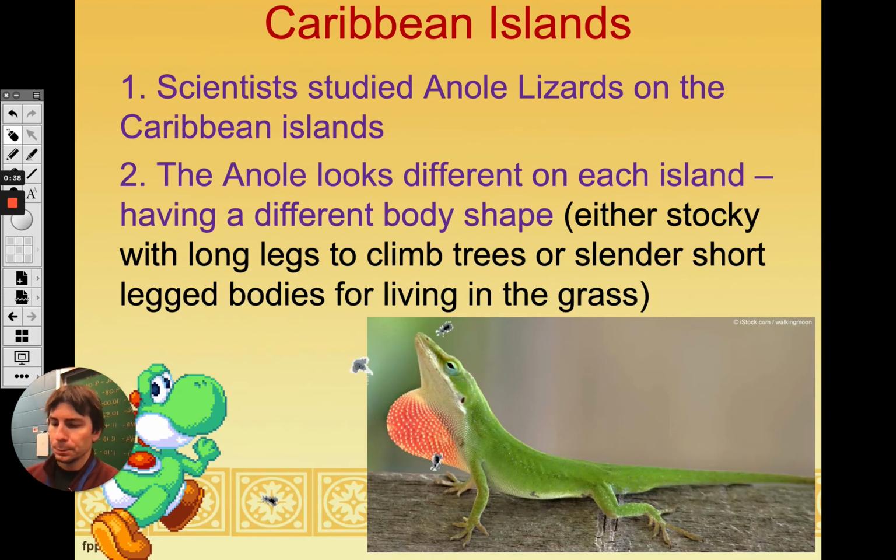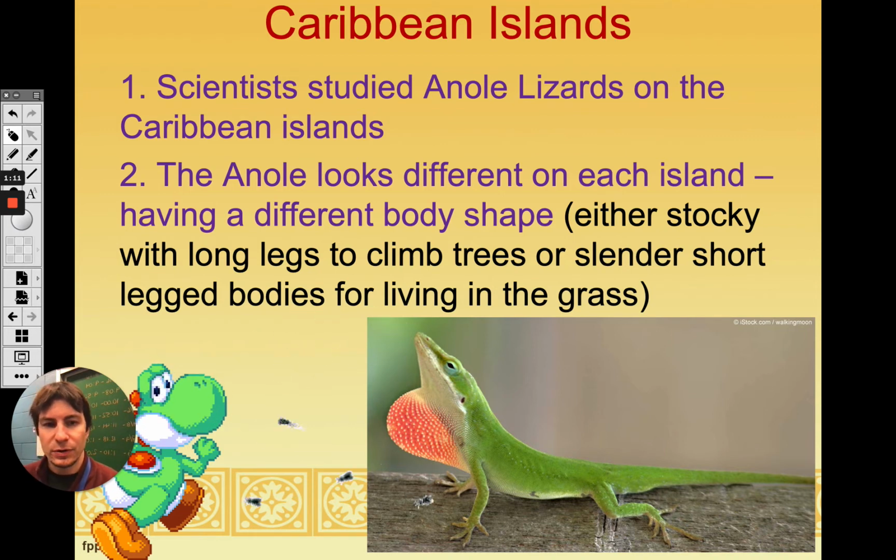But anyway, what we were studying in the Caribbean islands is an organism called Null Lizards. So far from what we learned about evolution, we had organisms that diverged off and became a bunch of different species, and they had a common ancestor. Now, the Null Lizards are going to be a little bit of a different scenario. So they noticed that the Null Lizards looked different on every island.